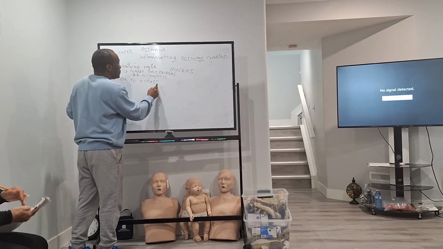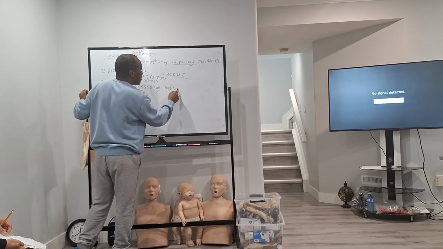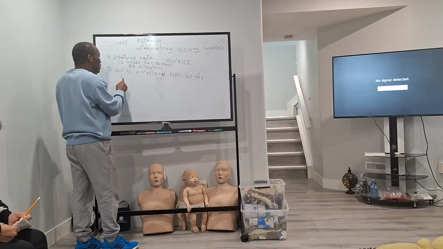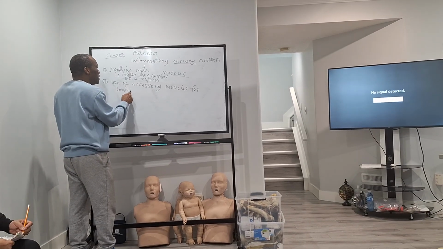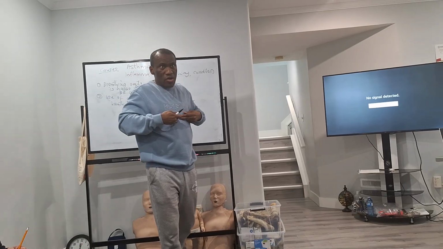Another thing you see is the use of accessory muscles for breathing. What are the accessory muscles? Normally, I told you that the main muscle for breathing is the diaphragm. So if everything is okay, you don't need assistance because this muscle is enough. It does the job perfectly. It doesn't need help from anybody.